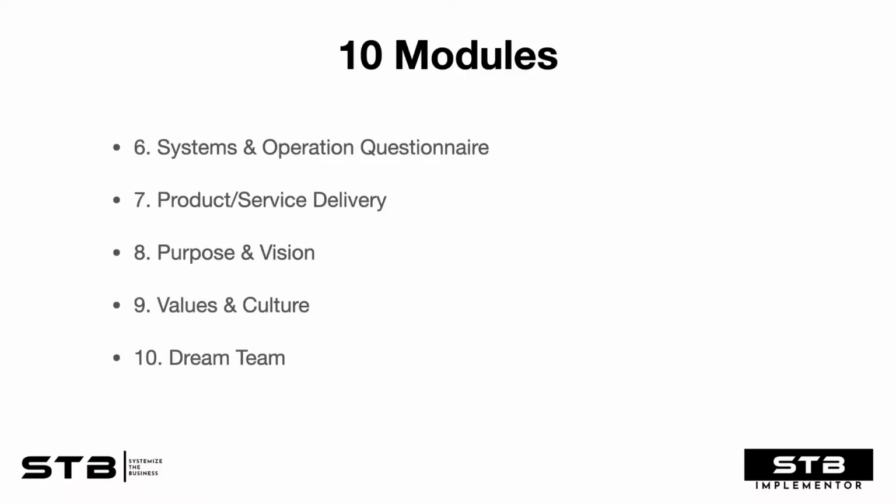Because as you grow, people are going to need to know and are going to ask you, as a business owner, the vision and purpose of the company. Because people don't work for companies, they work for people. And so vision and purpose is important. And then module number 9 is values and culture.